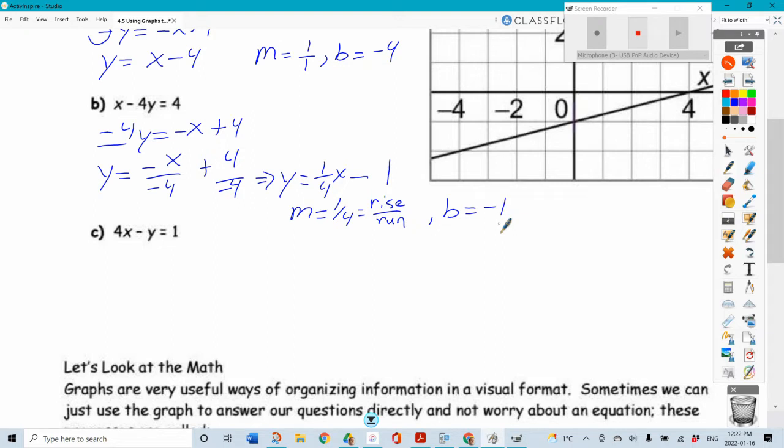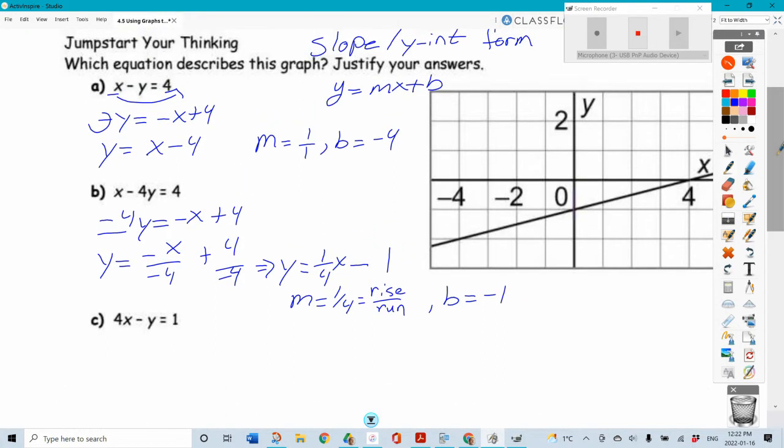So let's take a look at my graph. I know that b equals negative 1, so that's going to be my y-intercept. Now I have a rise and a run of 1 over 4. So let's see what happens. If I do a rise of 1 and a run of 4, I get to my next point.